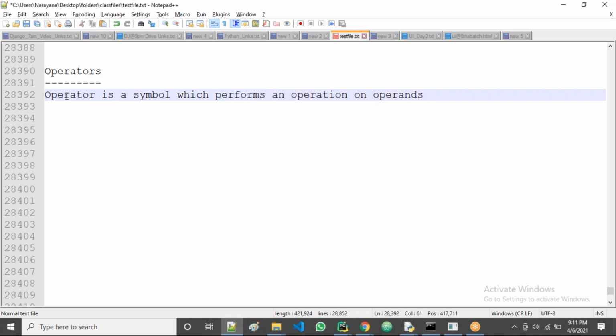Now all of you are clear. What is an operator? What is an operand? And what are the operations? There are different types of operations. We'll discuss all of them.